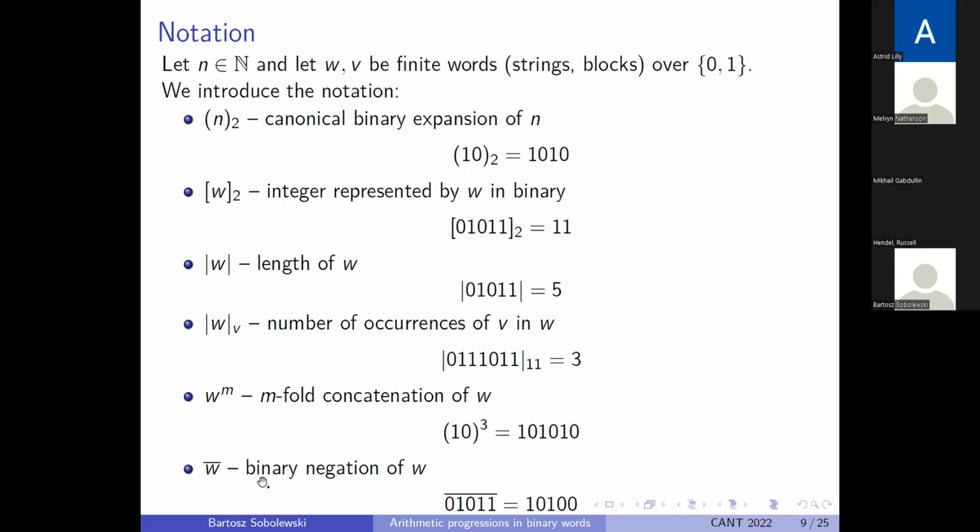And finally, we define the binary negation by writing a bar over w. And this is just replacing zeros with ones and ones with zeros.